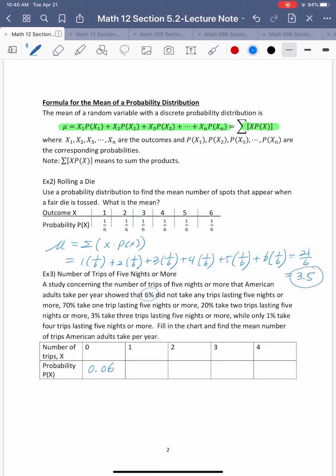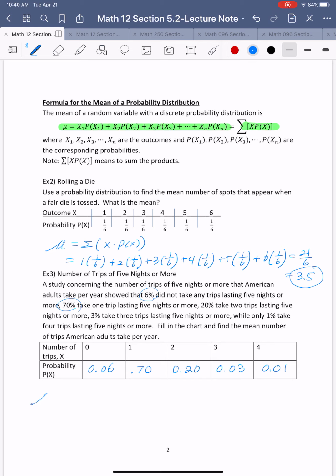And then from here, 70% take at least one trip lasting 5 nights or more. And then two trips is 0.20. And then 3% said that they get 3 trips. And then 1% said that they get 4 trips, four trips lasting 5 nights or more.